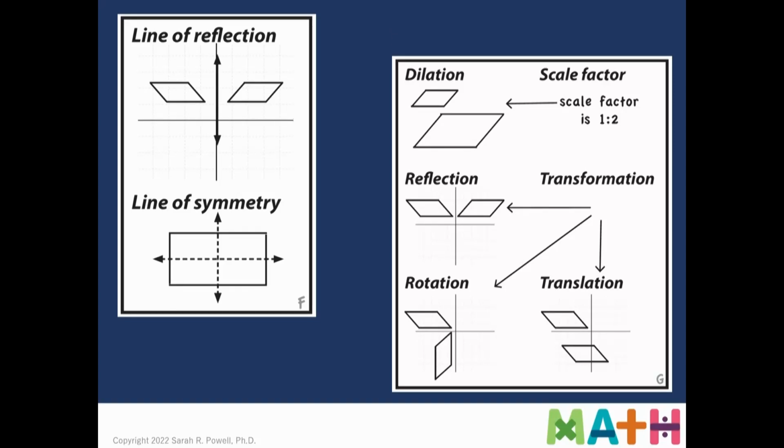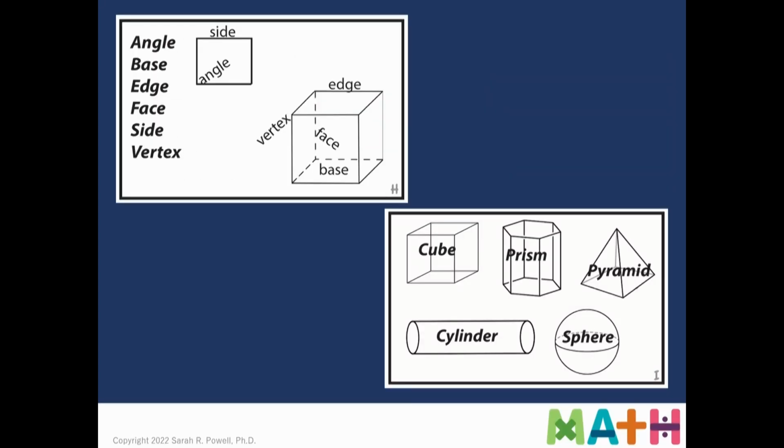On the left, do your students understand the difference between a line of reflection and a line of symmetry? On the right, do your students know the different names for these transformations? So what is a reflection, what is a rotation, and what is a translation? And then here are some other geometry terms that students might not always use precisely. So how do we identify the different components of two-dimensional shapes and three-dimensional figures?